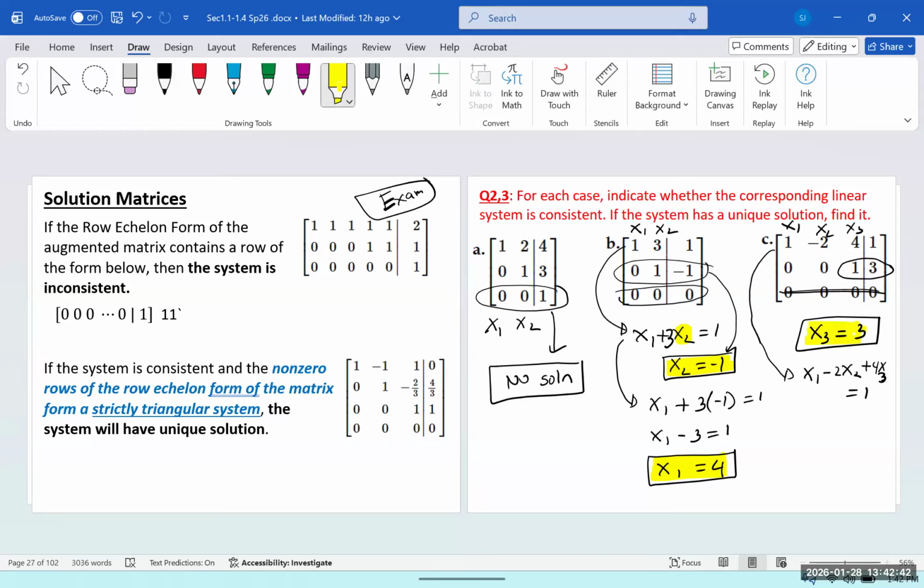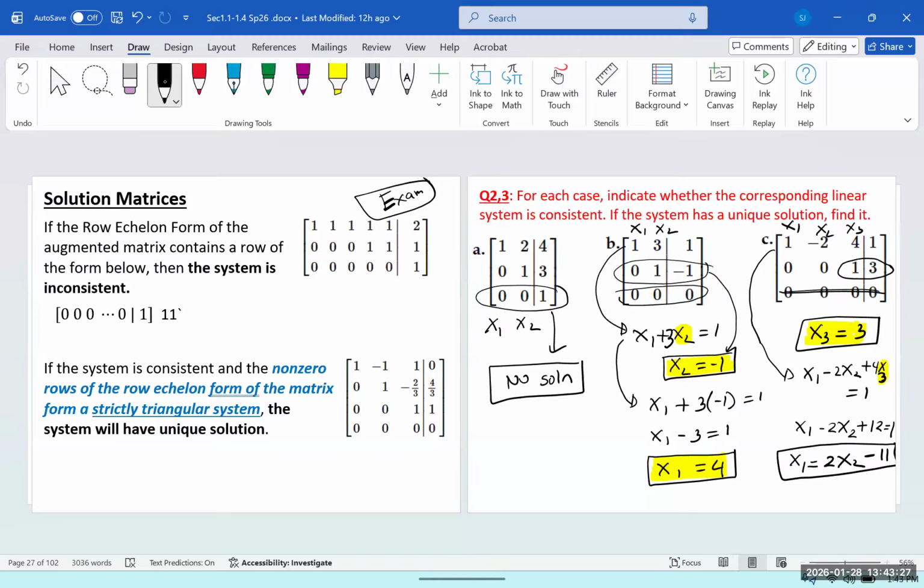So we can substitute this x3 with 3. So we get x1 minus 2x2 plus 4 times 3 is 12 equals 1. So what is x1? We add 2x2 and subtract 12. When you subtract 12, we have 1 minus 12. What is 1 minus 12? -11. So we get 2x2 minus 11. So this is our x1.